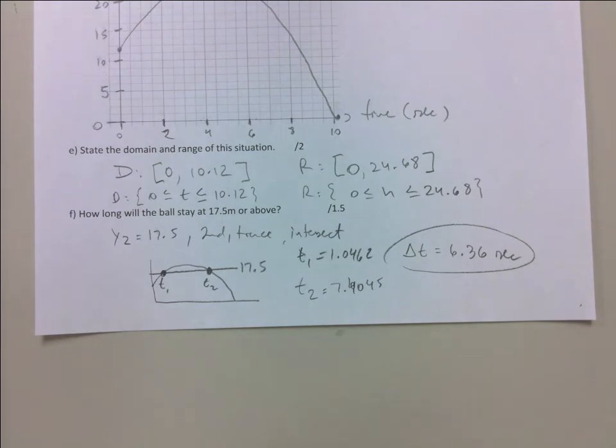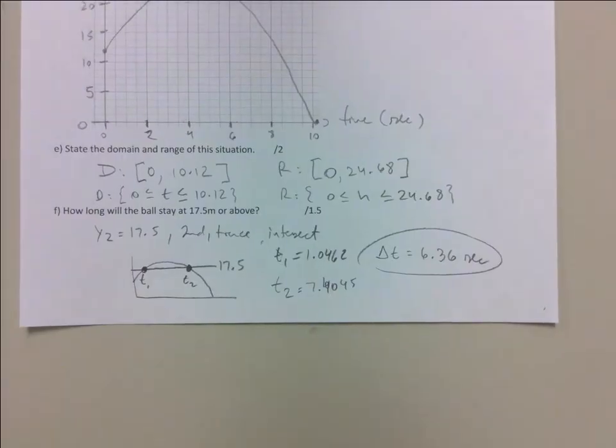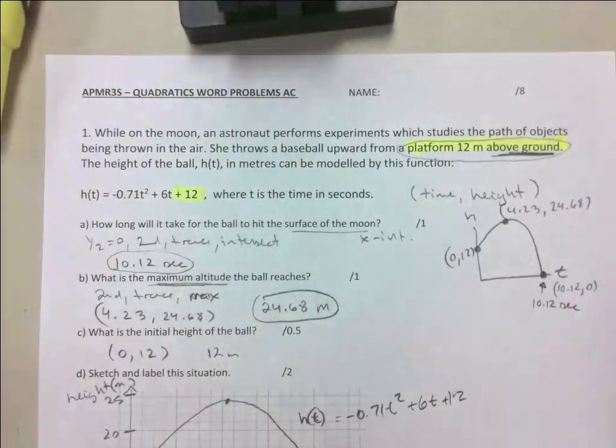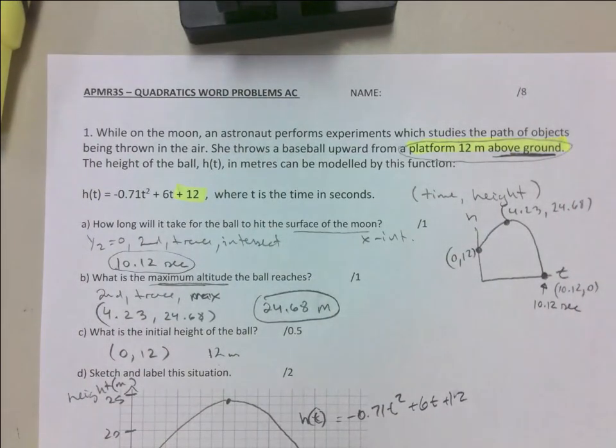If we add all of this up, it adds up to 8. So make sure you have your total out of 8 at the top and your first and last name on there.